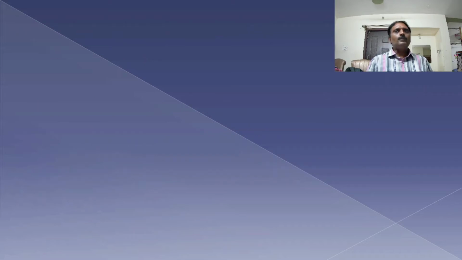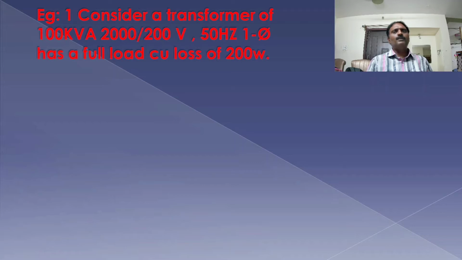So let us consider some examples in order to understand how to calculate the copper loss and also the output, because the output is very important in order to calculate the efficiency of a transformer. So the first thing is we have to calculate the output at different given loads. Let us see this example.